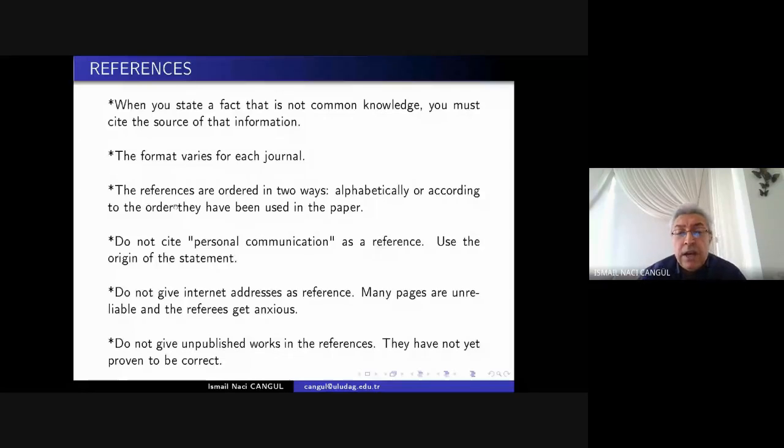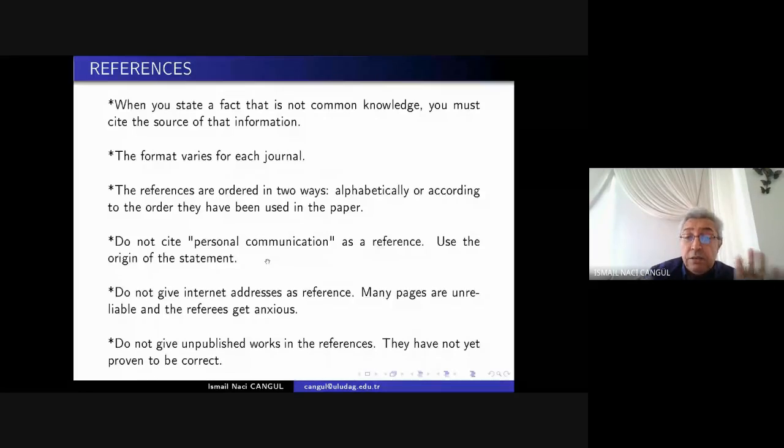The references are usually ordered in two ways, alphabetically or according to the order they have been used in the paper. The first one that you use in the introduction is number 1. So you can easily follow their order. If it is reference number 30, you know that it is used somewhere near the end of the paper. But if you have reference number 1, then surely it will be in the introduction.